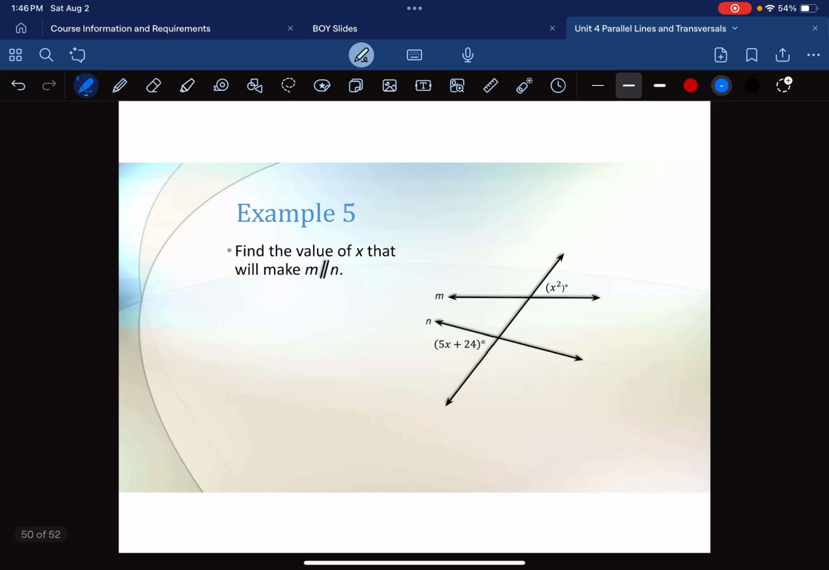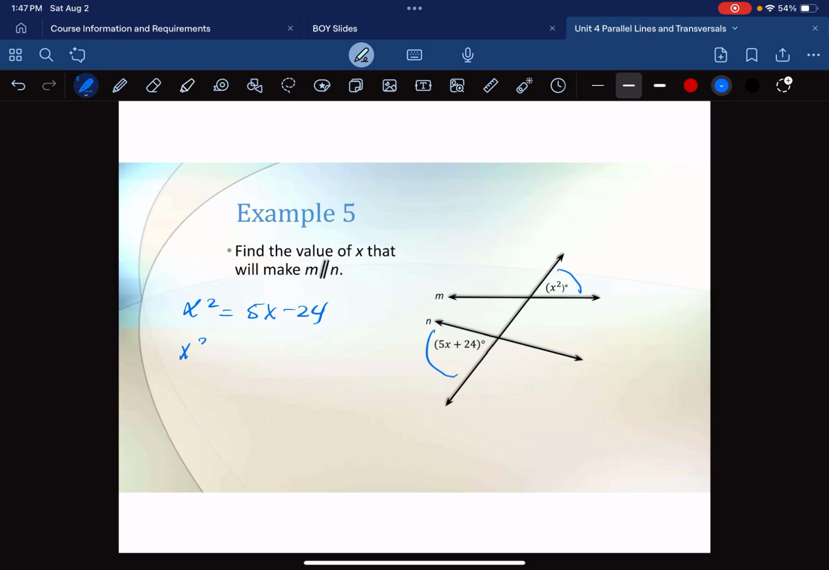Here's a good one for you. What kind of angle pair are those? This is alternate exterior. They're on opposite sides of the transversal, and they're outside or exterior. This is interior, right? So they would have to be equal. So I'd have to have x squared equal to 5x minus 24. And so this is a little test of your memory skills on solving quadratics because you've got an x squared.